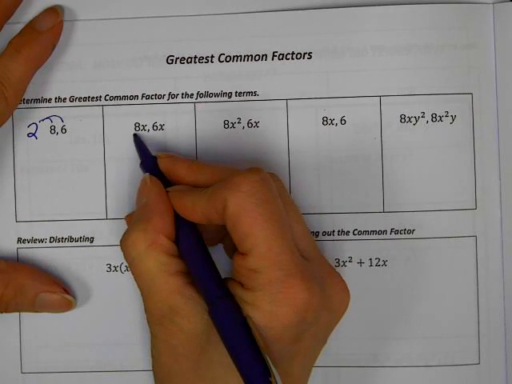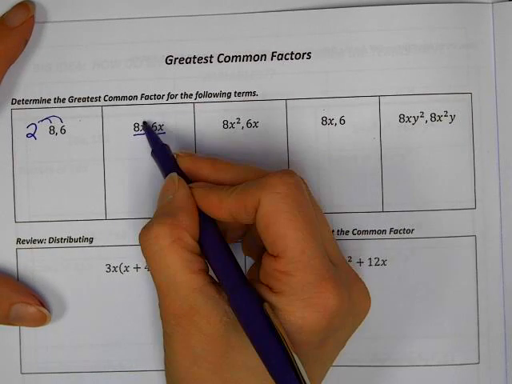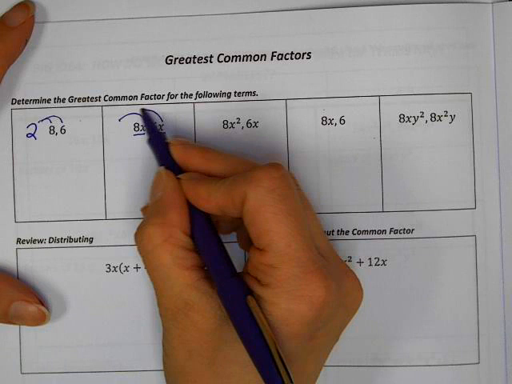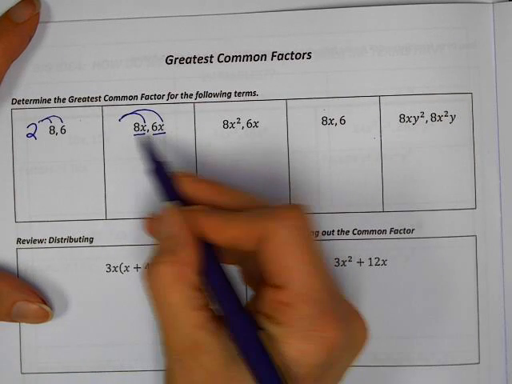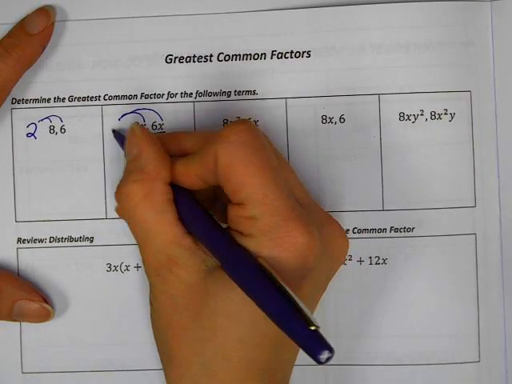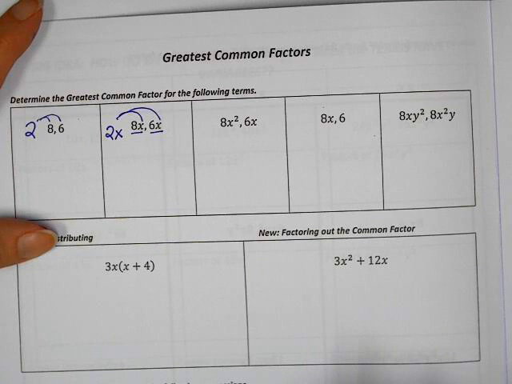Now, if it's 8x and 6x, I notice they both have an x. So could they both donate an x? Yes, I could factor an x out of both of them. And I could take the number 2 out. So 2x would be the greatest common factor.